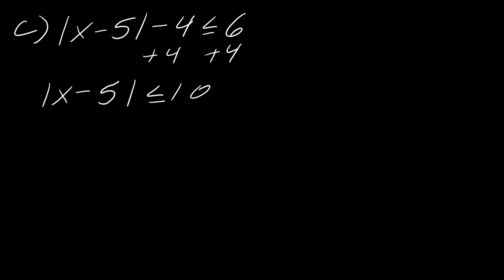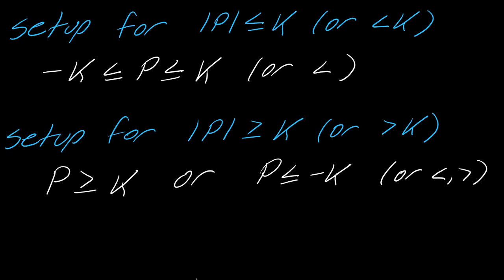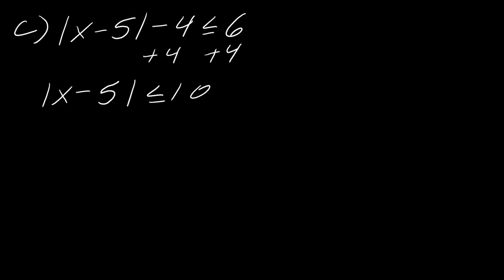Okay, so now I want you to lean into this and try this yourself. Just write down what you think the setup for solving should be, and then hit play when you think you've got that to check. So the setup, so this is a less than or equal to. As long as I'm less than or equal to, like I am here, this will be my setup. So this is negative 10 less than or equal to x minus 5 less than or equal to 10.